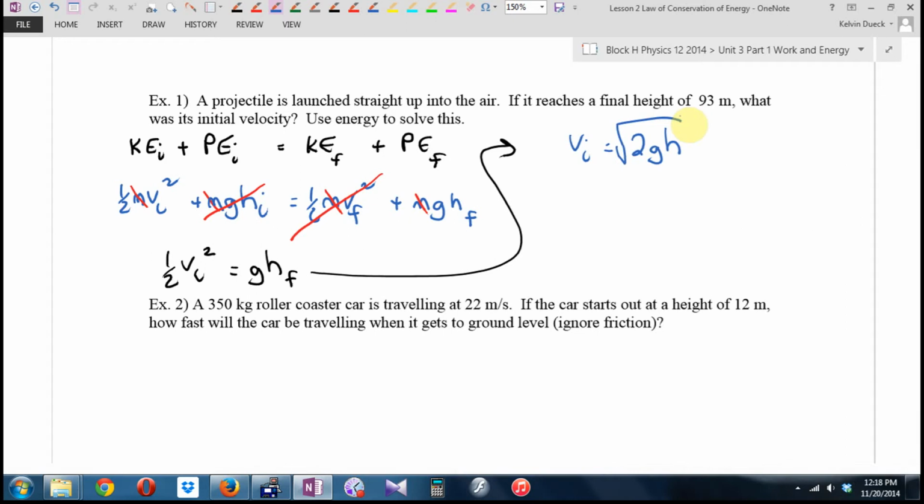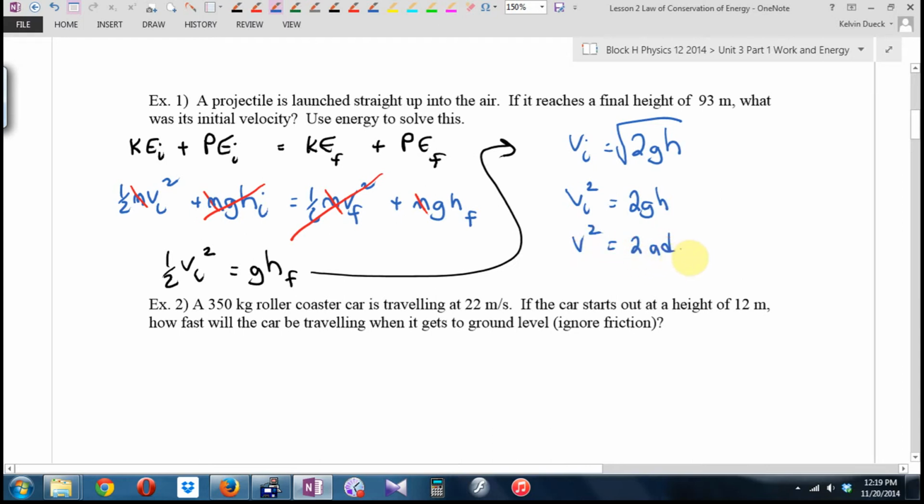Put your pencils down for one second. Look up. Before square rooting, I had this. Doesn't that look an awful lot like this, when VI is 0 or when VF is 0? This is very similar to VF squared equals VI squared plus 2AD, which is what we would have ended up doing if we solved this using kinematics. So it's kind of popping right out. Pick your pencils up. Let's plug and chug.